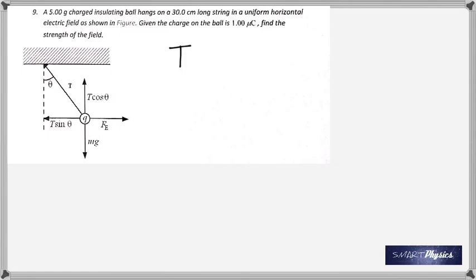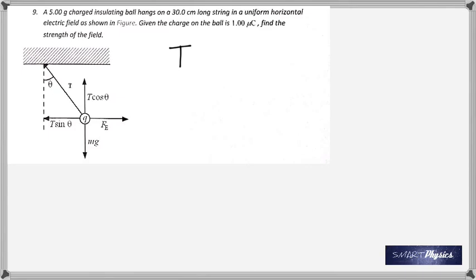But there's an electric field here. Now, if there's an electric field, is the ball charged? Yes, it is charged. Is it positive or negative? Positive. And the field is horizontal. Field is horizontal. So let's imagine that the field is to the right. That's why the positive charged object is moving to the right.